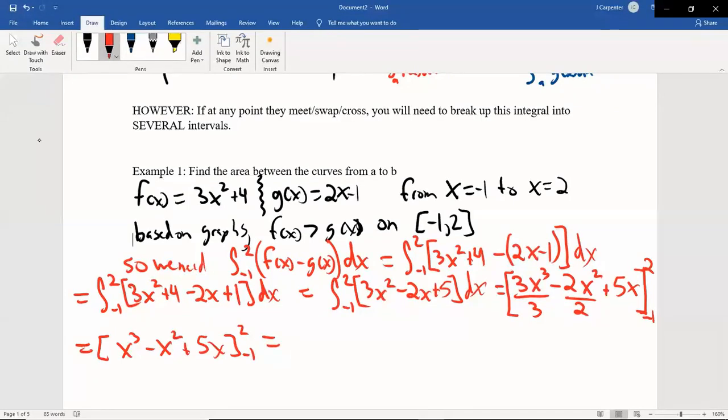So let's plug in the 2 first. We get 2 to the third minus 2 to the second plus 5 times 2. That's plugging in the upper limit. Then a minus sign. I like showing that minus sign in a different color for emphasis. Minus. Now we're plugging in the lower limit, but there's multiple terms to plug in, so we've got to wrap it in parentheses. Probably going to need about the same space. And we're plugging in a negative, so we'll need more parentheses there. So that's -1 cubed minus -1 squared, both with parentheses, plus 5 times -1 with parentheses.